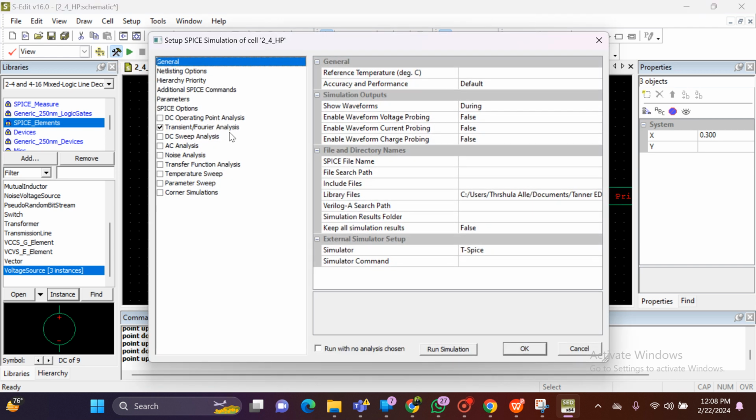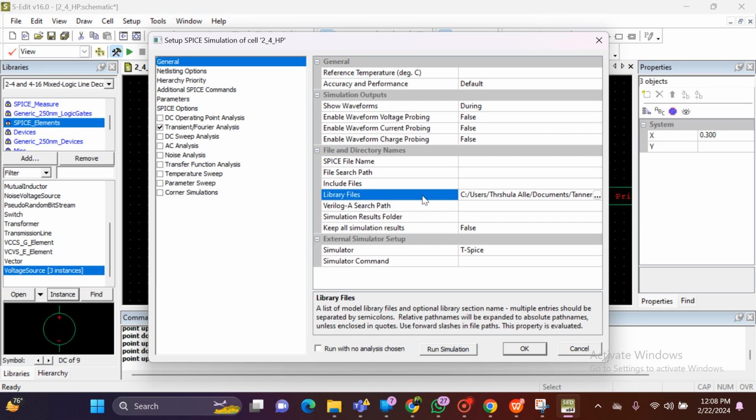In the setup simulation you can see a library path and library file. Whatever is there, you need to delete it.